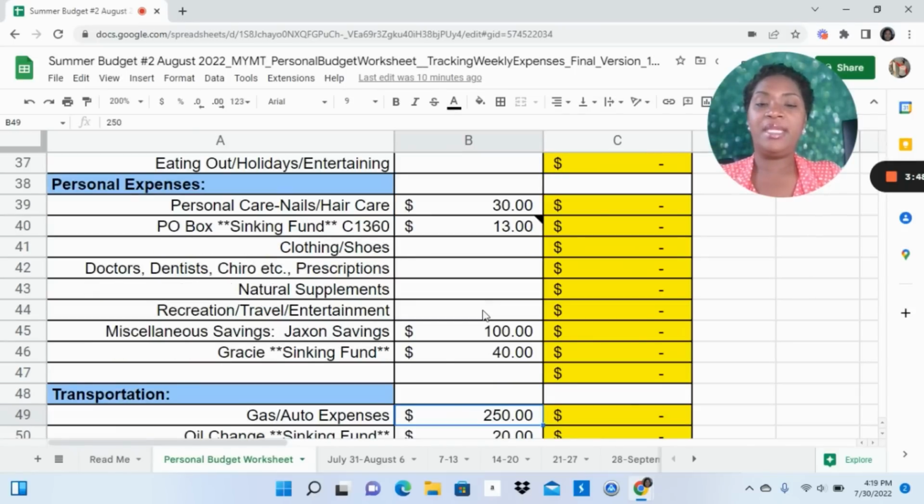Sinking fund for Gracie. This is for meds. Actually, I need to order some meds for her. But any of her medications, I usually just put $40 in a sinking fund for her yearly exams or anything like that. She has her own sinking fund. Pets are expensive. If you're going to be a pet mom or dad, make sure that you account for that.